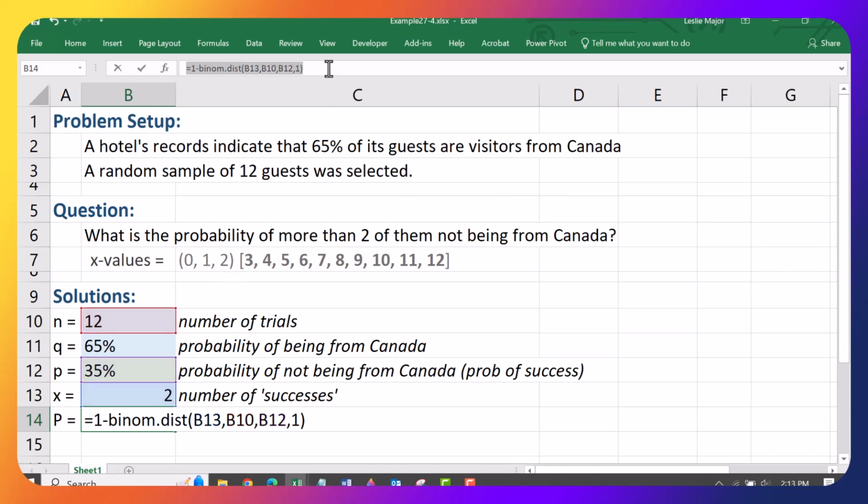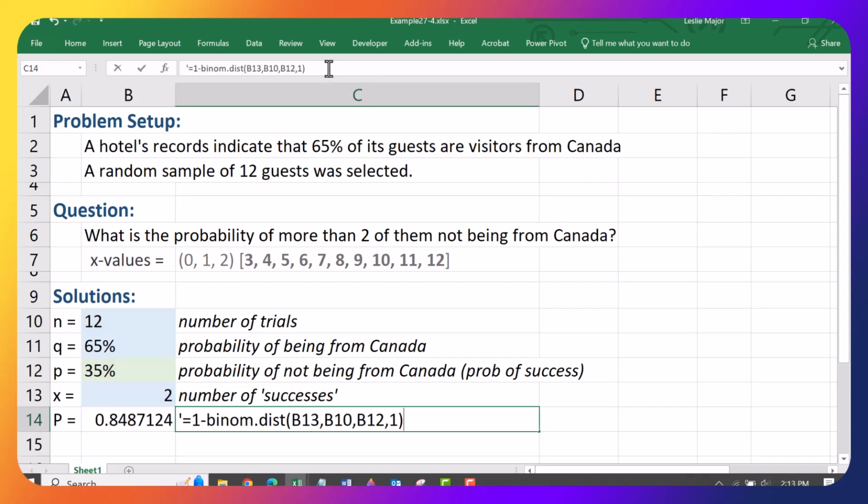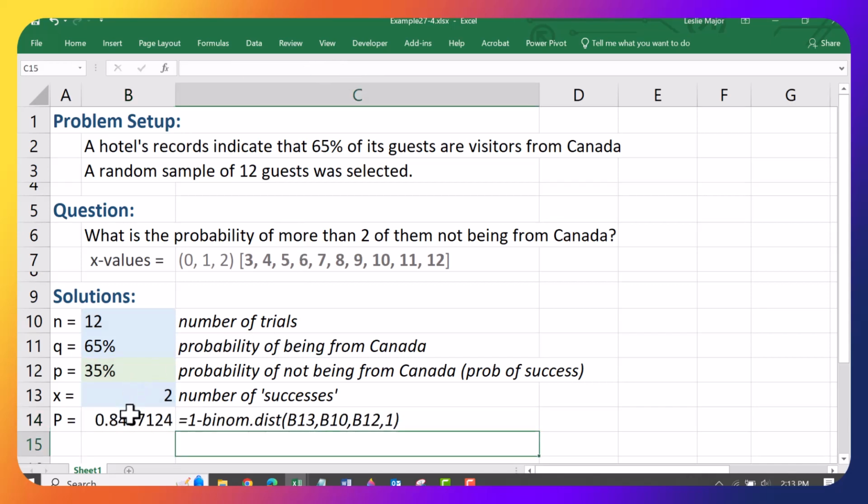And let's see what that gives us. 84.87%, or as a probability, 0.8487.